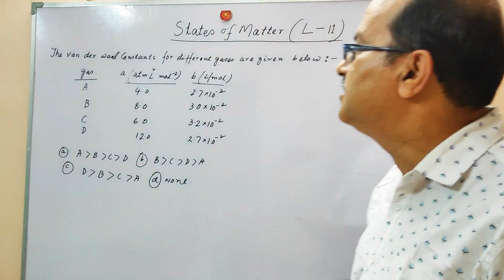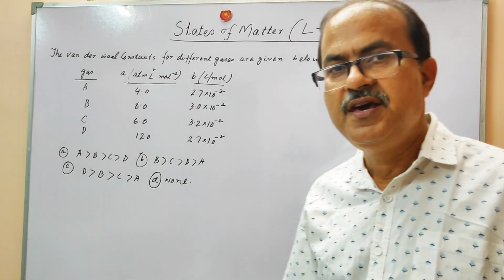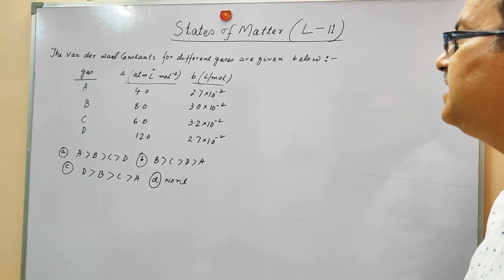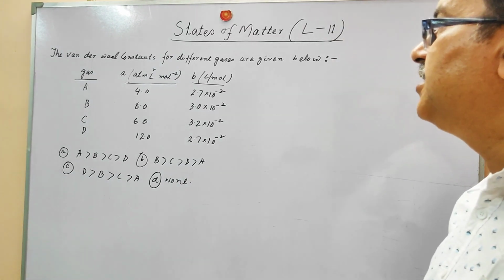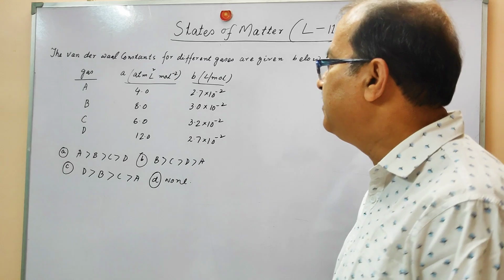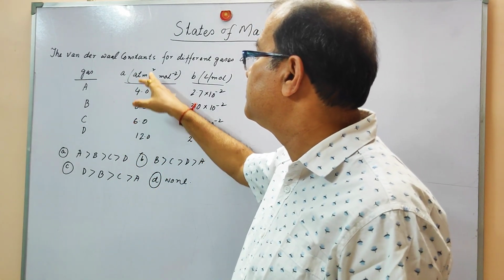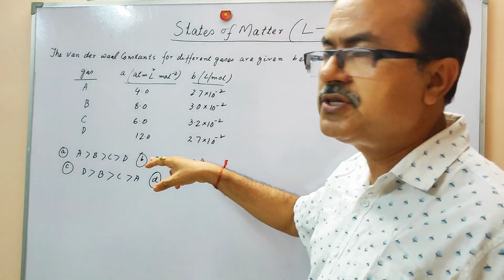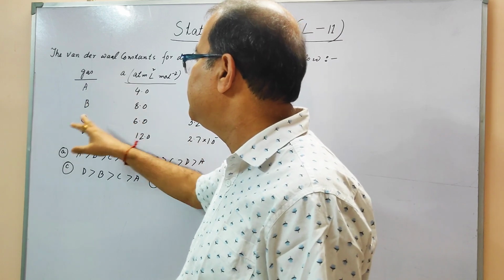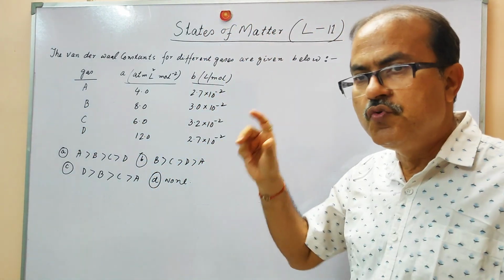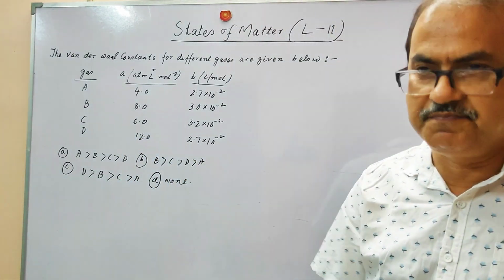So, one numerical question is given: you have to arrange these gases in order of increasing critical temperature. The van der Waals constants are given, that is, A is one of the van der Waals constants, and B is the other van der Waals constant. Your gases are given as A, B, C, D. Now you have to arrange which has the highest critical temperature and which has the lowest.